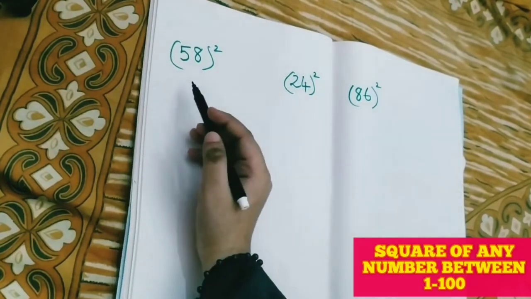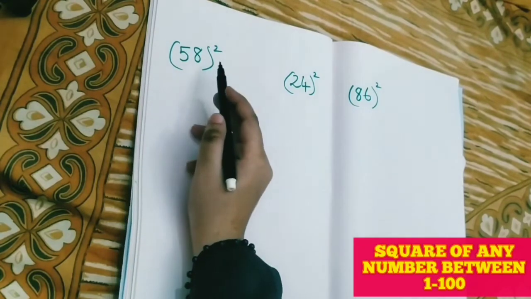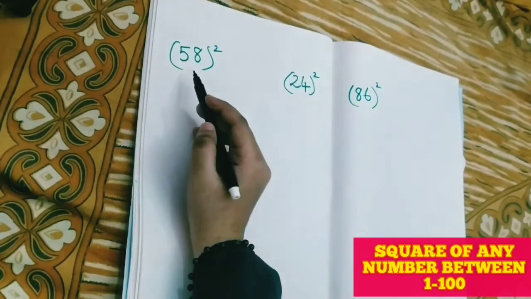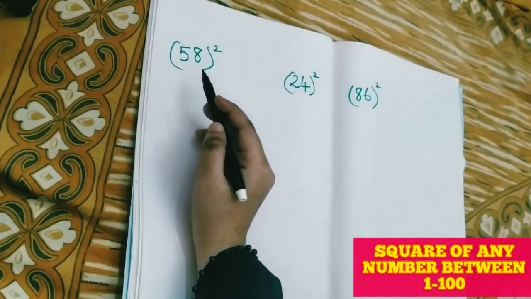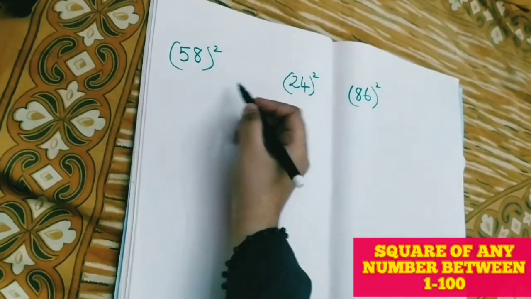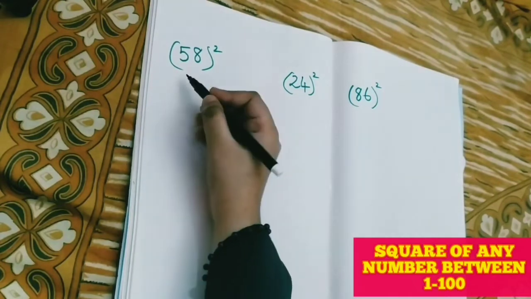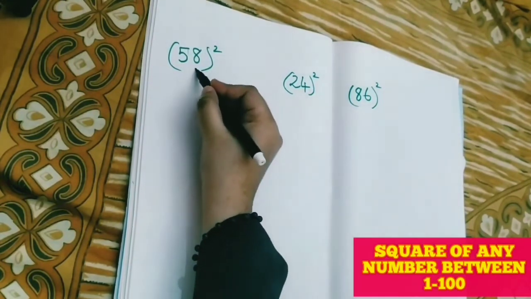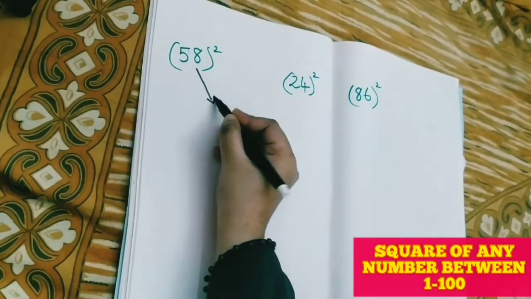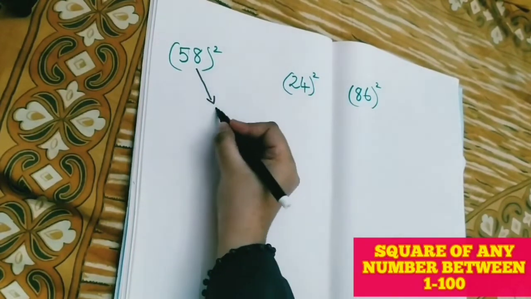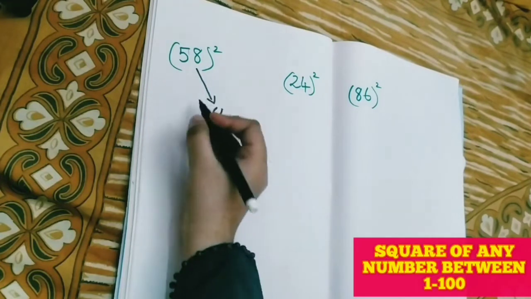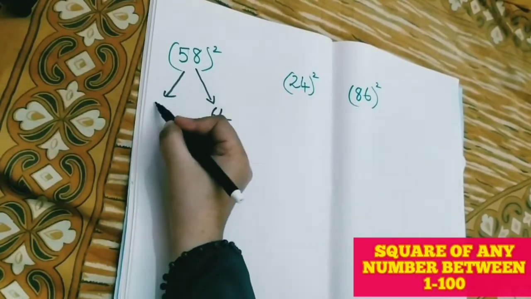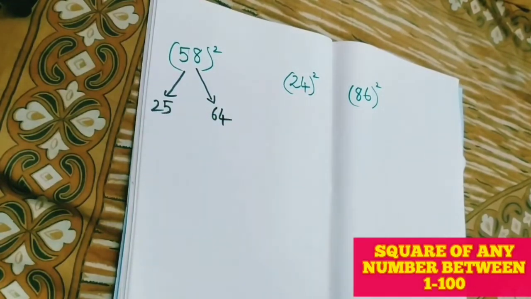I have taken the number 58, the whole square. So how will you find the square of this number? I'll show you a small trick and you can finish it fast. Now take this number, that is 8. What is the square of 8? It is 64. What is the square of 5? It is 25. Now this is the first step.